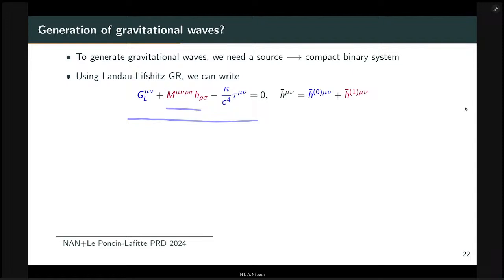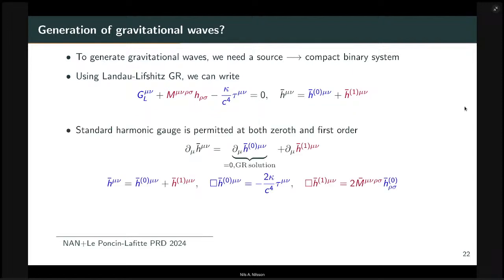So what we did in this paper is I tried solving these equations in this way, an order by order way. And if you do this, and because the GR solution is relatively trivial, you find that you can apply a harmonic gauge at both orders. This is great. And in the end, you have to solve this coupled set of equations. And this is already non-trivial. Why? Because this H0 here is the GR solution.